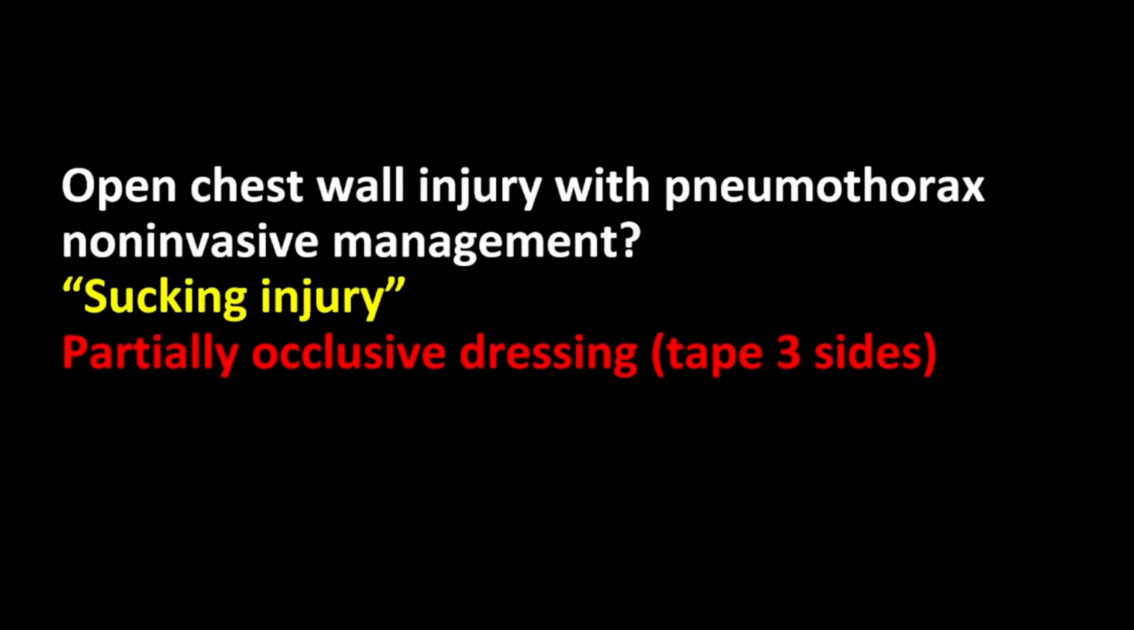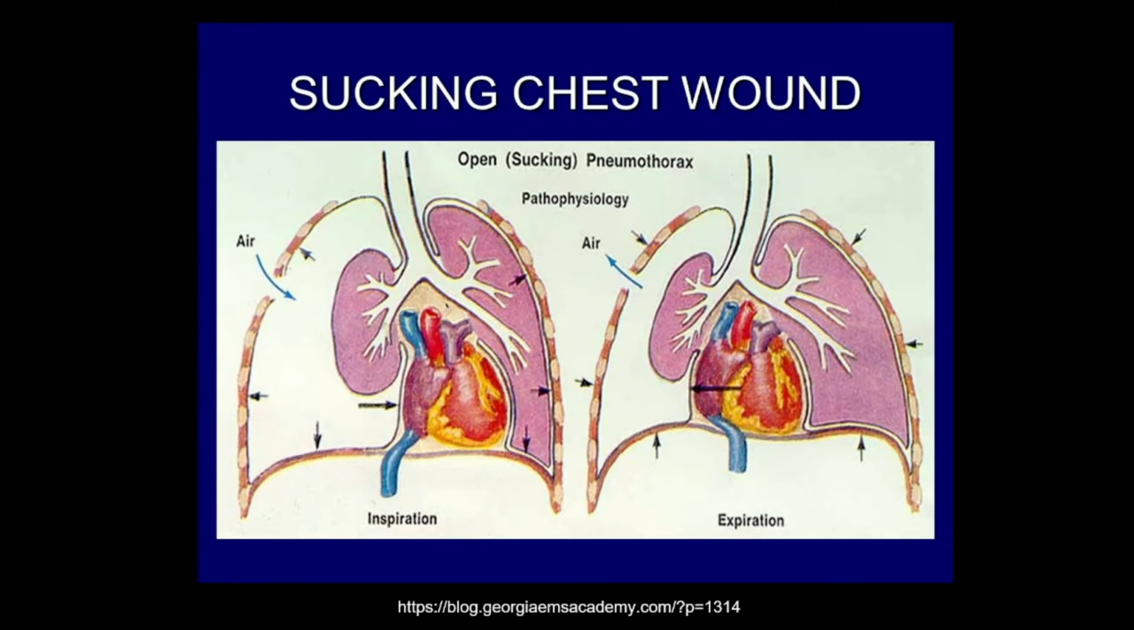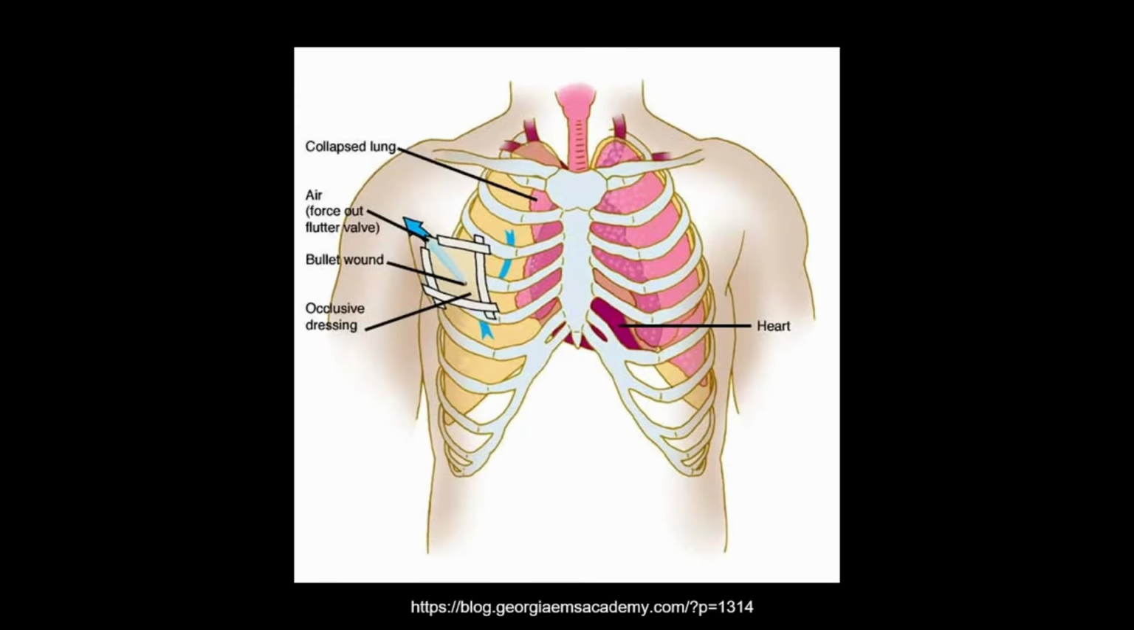So the way you treat that is with the partially occlusive dressing, where when the patient breathes in, the dressing will be tight to the chest, and when the patient breathes out, they can get air out of the chest and into the environment. Again, here's an example of a sucking chest wound, where you can see air is entering during inspiration, and during expiration it will exit, but because there's air entering during inspiration, it evens itself out, so you're not able to expel air during expiration. So that's why you'll want that partially occlusive dressing. And here's just an example of what that occlusive dressing would look like on the left-hand side.